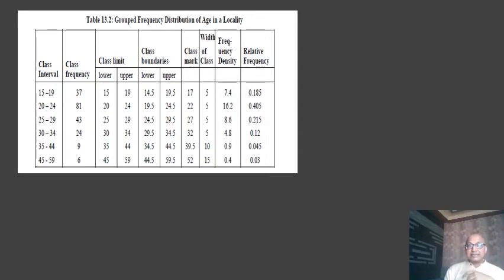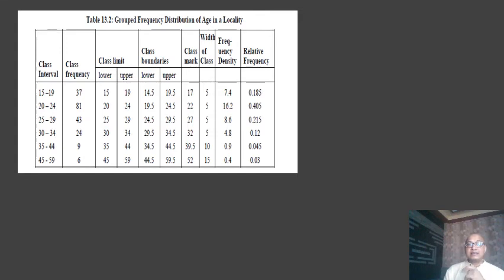Next thing is relative frequency. The relative frequency of a class is the share of that class in total frequency. Thus, relative frequency is equal to class frequency divided by total frequency.